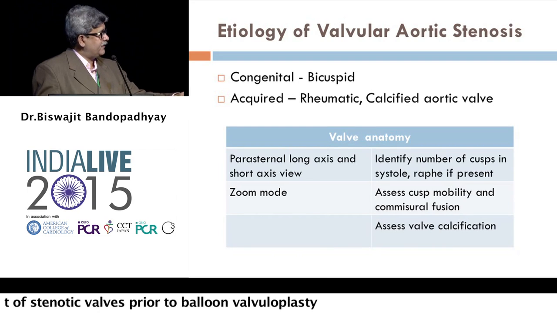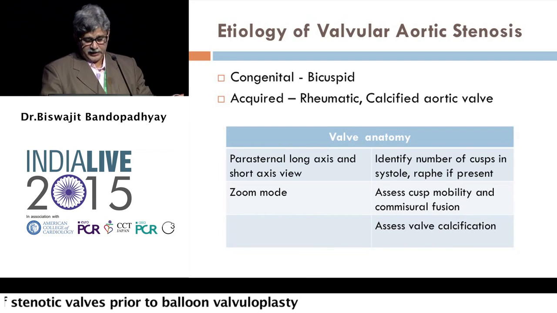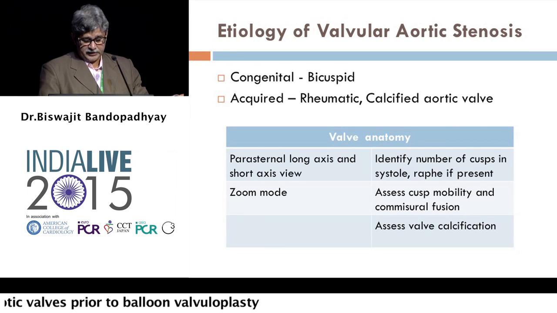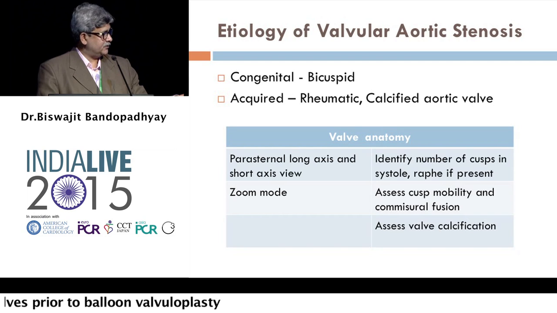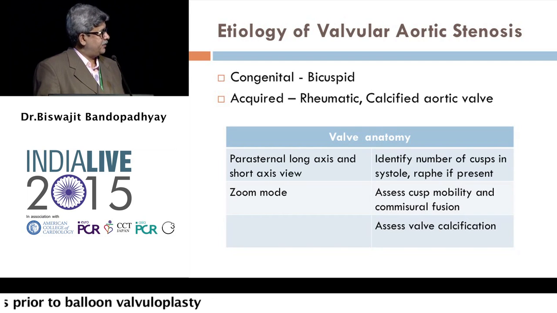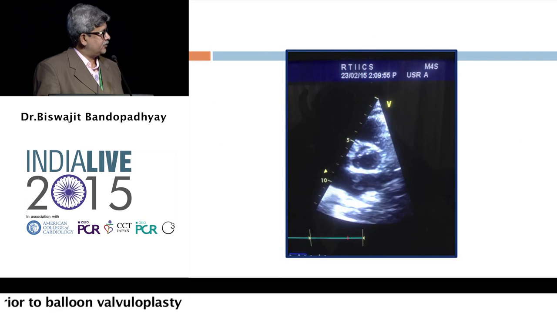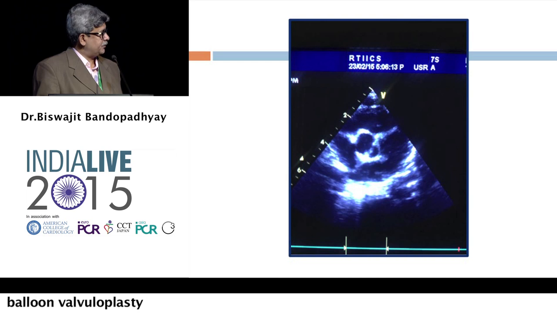So you have to identify the number of cusps in systole and whether any raphe is present. You have to assess the cusp mobility and commissural fusion, and assess valve calcification. So that's the picture of a bicuspid aortic valve. We can see the two leaflets opening up. There's another picture of the bicuspid aortic valve.